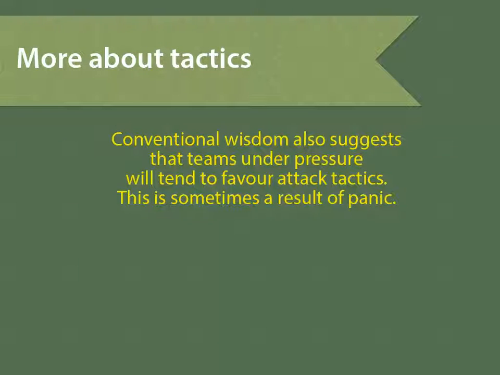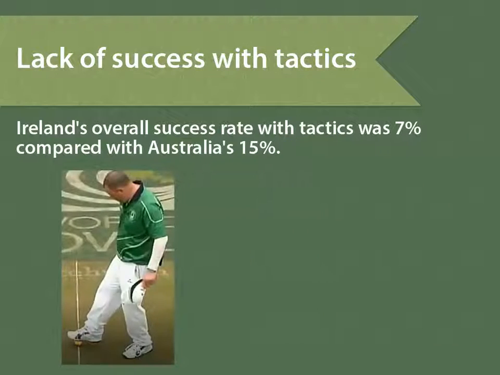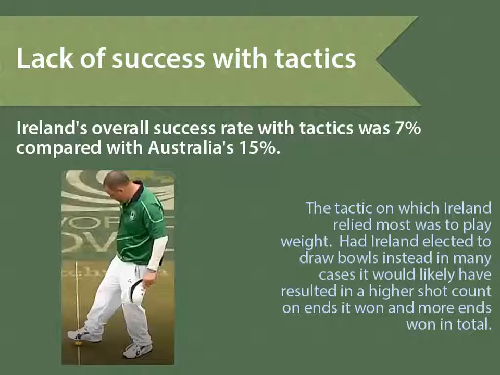Conventional wisdom also suggests that teams under pressure will tend to favour attack tactics. This is sometimes the result of panic. For this analysis, a draw bowl to the jack is not considered an attack or defence tactic, but general play. Ireland's overall success rate with tactics was 7% compared with Australia's 15%. The tactic on which Ireland relied most was to play weight. Had Ireland elected to draw bowls instead in many cases, it would likely have resulted in a higher shot count on ends it won, and more ends won in total.